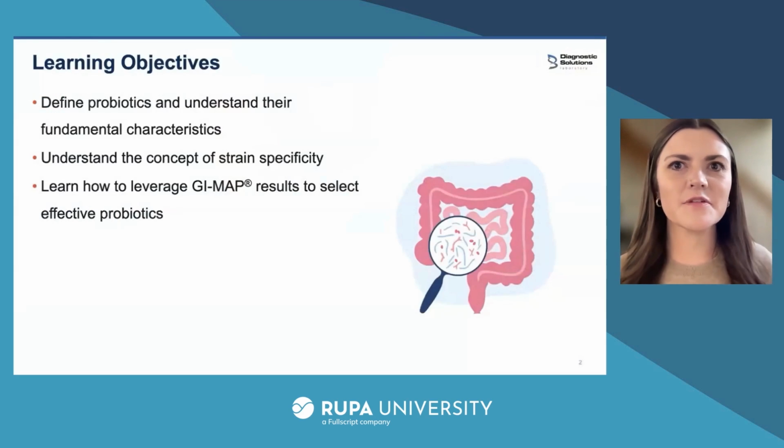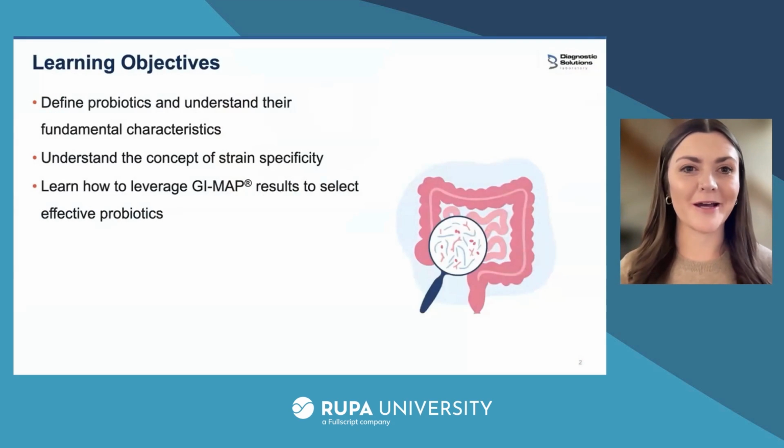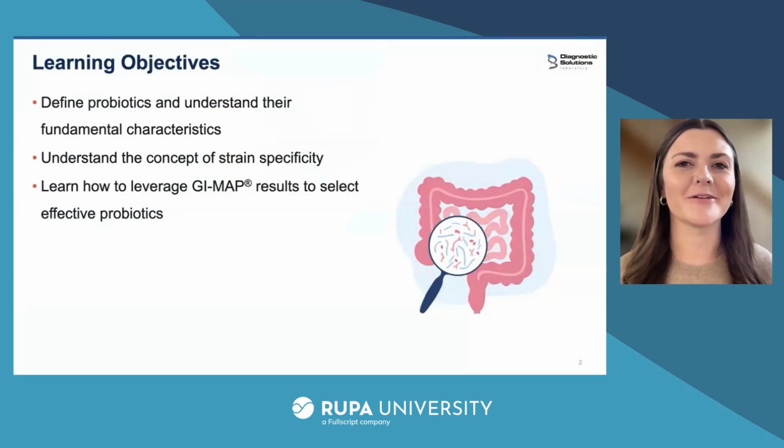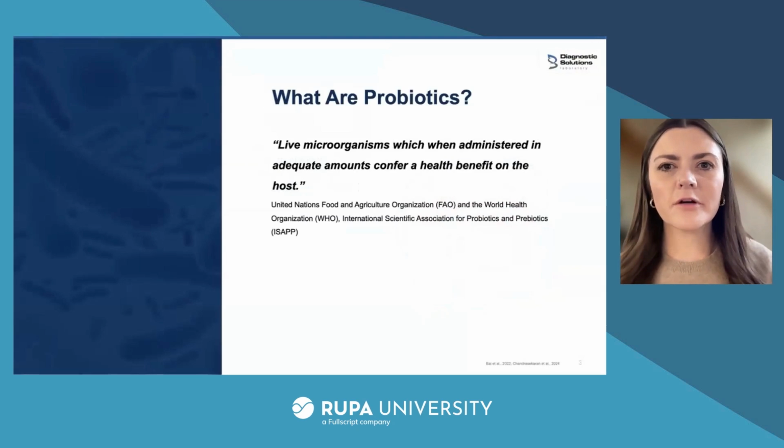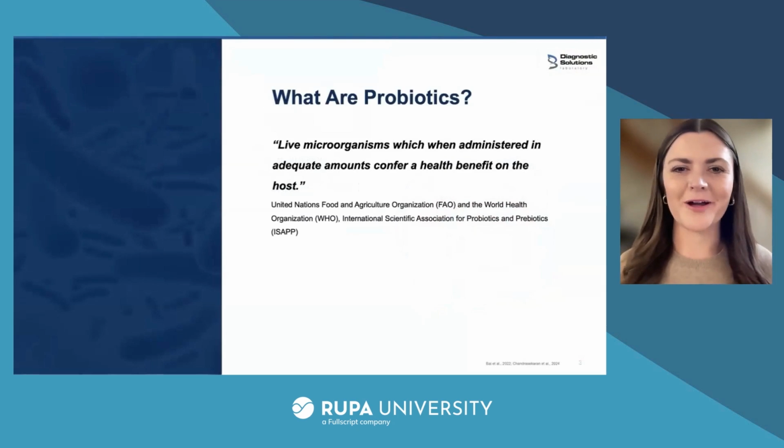Our learning objectives: we are going to define what probiotics are and understand their fundamental characteristics. We'll understand the concept of strain specificity. And then throughout, we're going to explore how you can leverage the GI map to select effective probiotics for your patients.